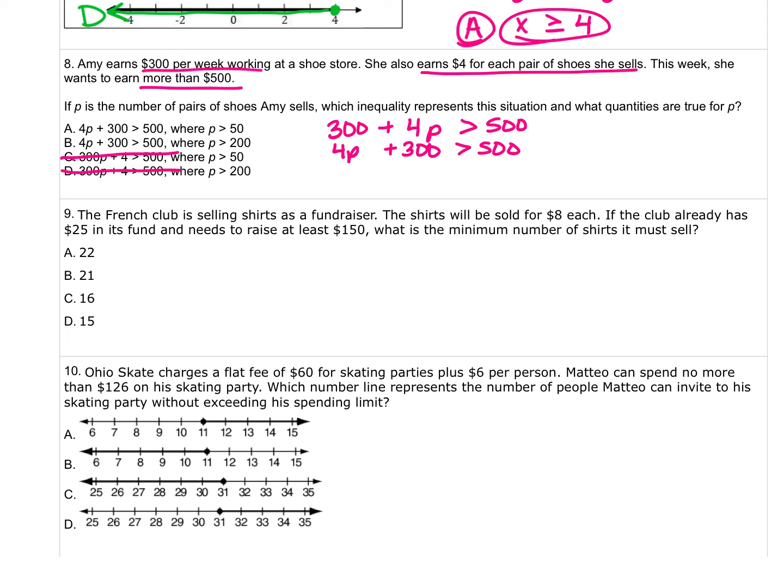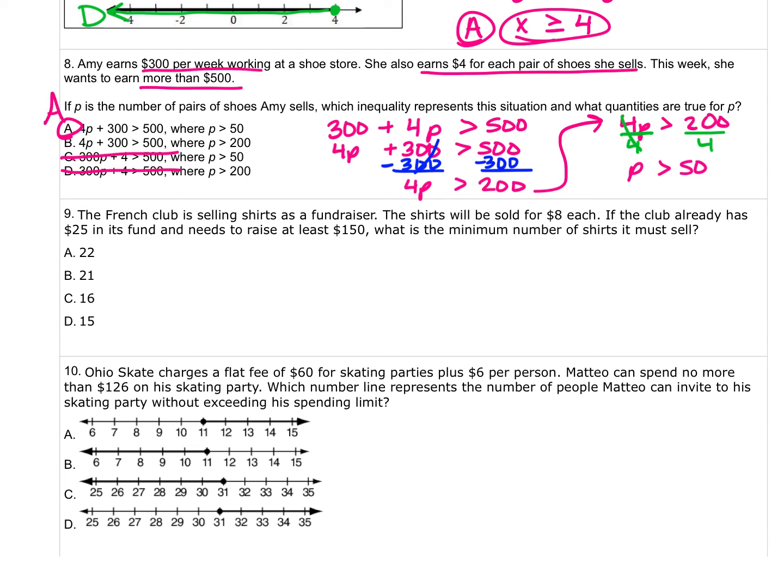And then we solve it. So we're going to subtract 300 from both sides of this inequality. We get 4p is greater than $200. I'm going to rewrite that over here where we'll have a little more space. And then last, we'll divide both sides by 4 to get p by itself. And p is greater than 50, so that would be the first choice, answer choice A.